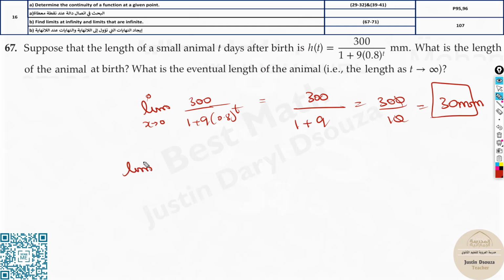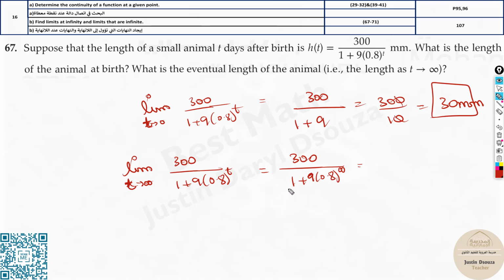Now, what if it's the maximum? t is infinity. So the same thing, you just take t as infinity and solve it. Here, time t, but this limit, okay, this is not x, I'm sorry, I just realized it. It's t. Now you substitute t as infinity here, it's 300 divided by 1 plus 9 times 0.8 power infinity. Now, what's going to happen when the power is infinity?